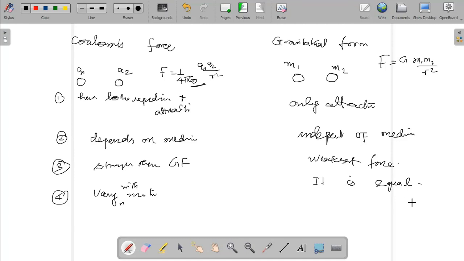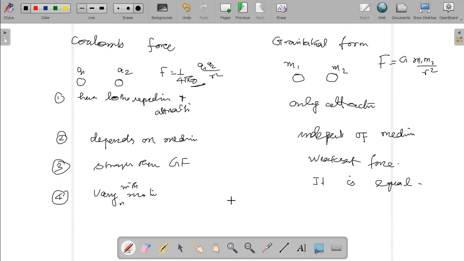So coming to the conclusion: Coulomb force has both attraction and repulsion, whereas gravitational force has only attraction. Coulomb force depends on the medium because it depends on the permittivity of the medium. Gravitational force is independent of the medium. Coulomb force is a stronger force, while gravitational force is weaker compared to it. Coulomb force varies with motion, so during motion the force may differ from when it is at rest. Gravitational force is constant: even though they are in motion, the force between them is the same.